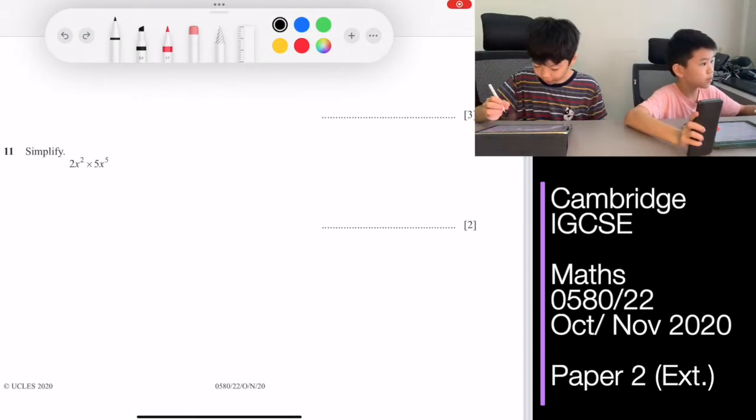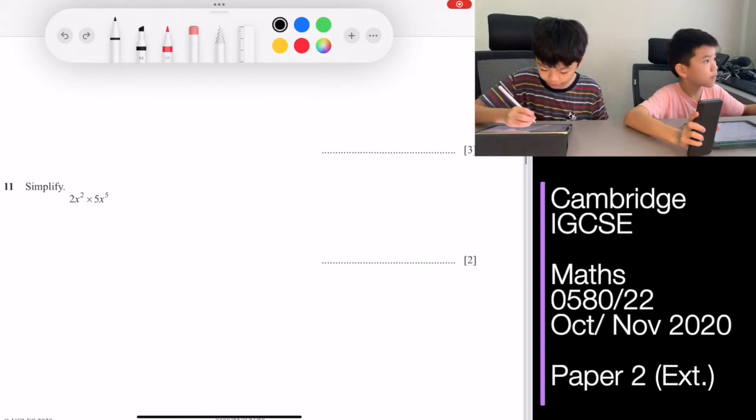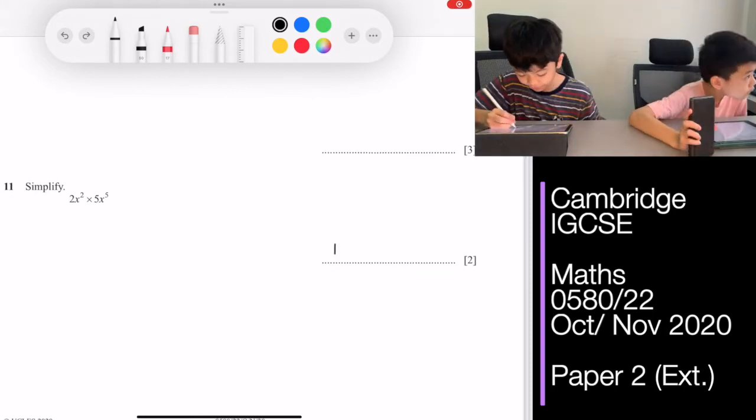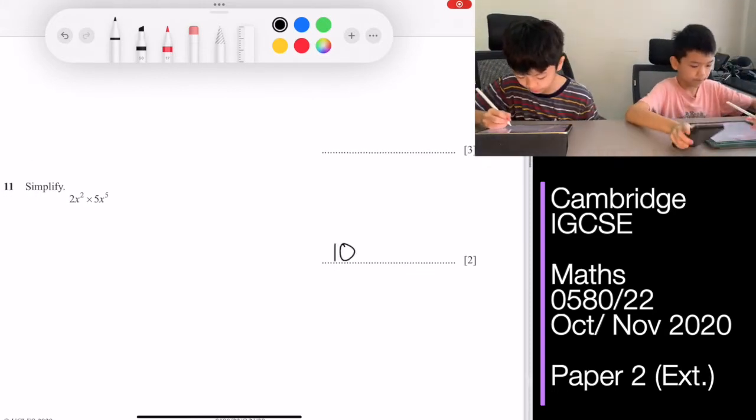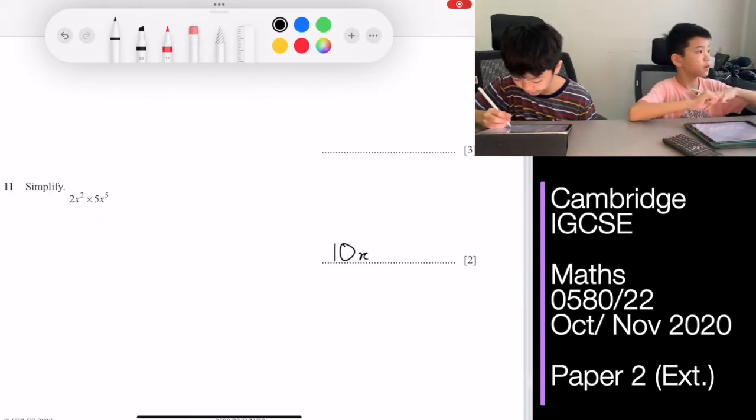Simplify. So it becomes 2 times 5 is 10, and then x squared times x^5 is x^7.